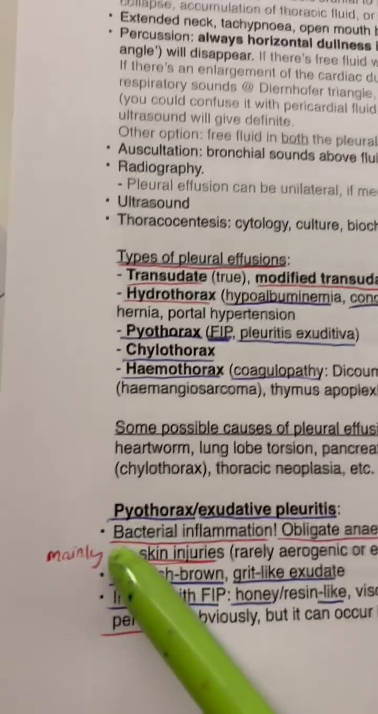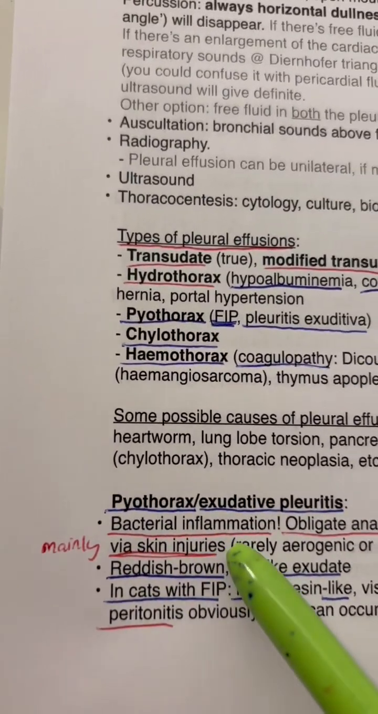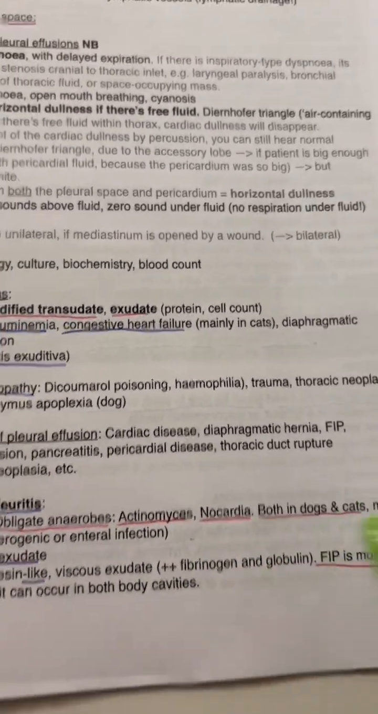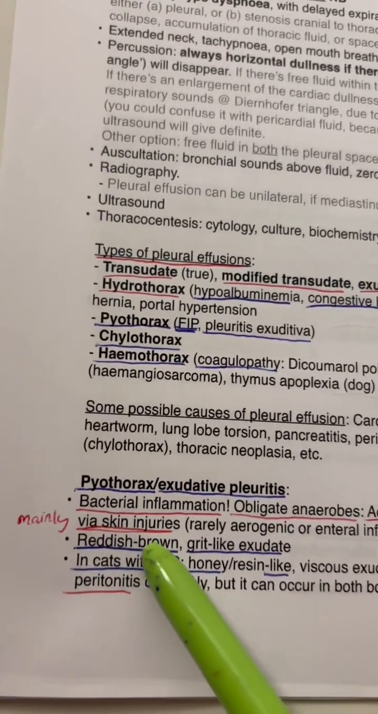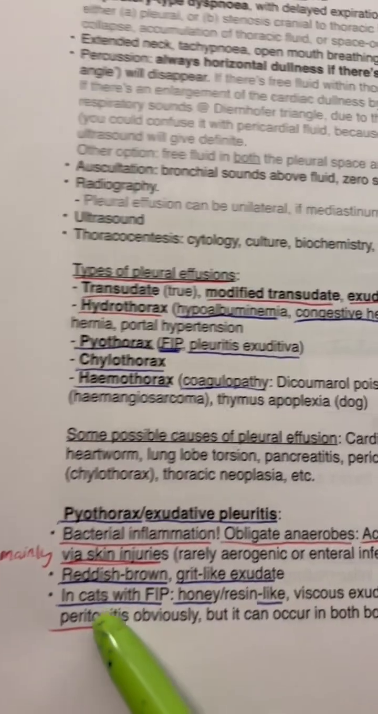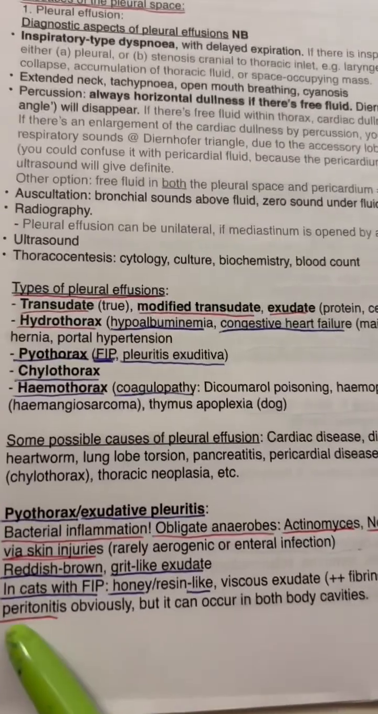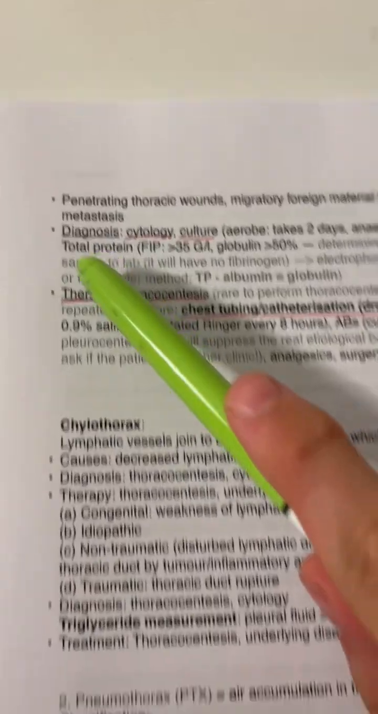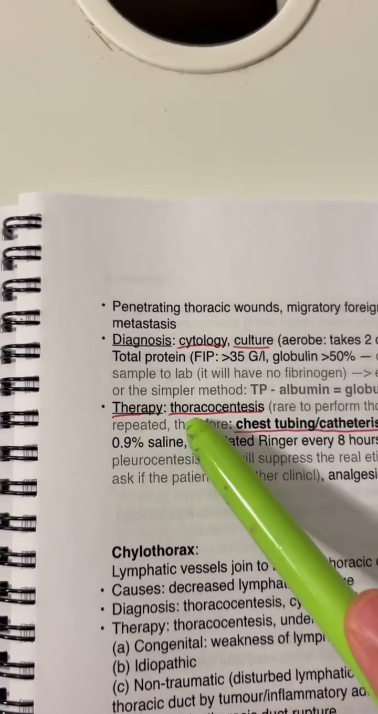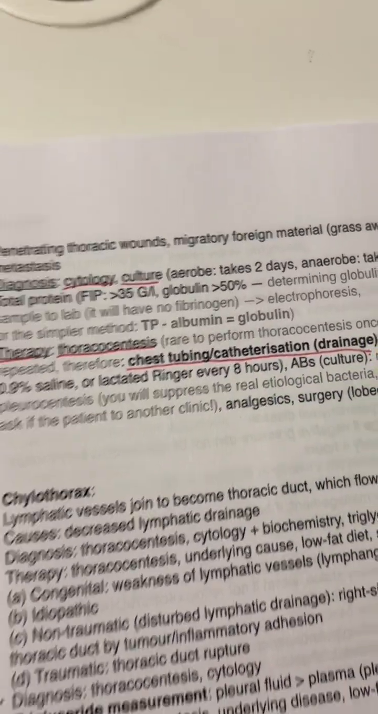So pyrothorax, or exudative pleuritis, is caused by bacterial inflammation by obligate anaerobes like actinomyces or nocardia, both in cats and dogs. It's mainly by skin injuries, and it's reddish brown and has a grit-like exudate. In cats with FIP, it's more of a honey-like colour. FIP is more likely peritonitis. Pyrothorax is diagnosed by cytology and culture. The therapy is thoracocentesis by chest tubing and catheterization for drainage.